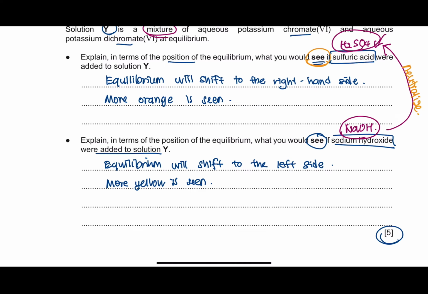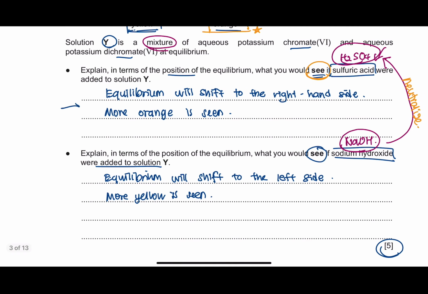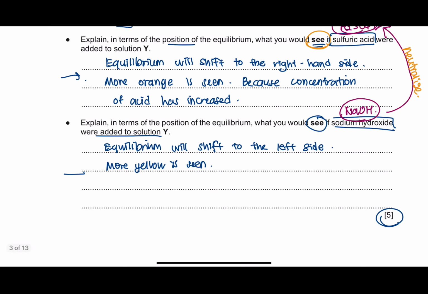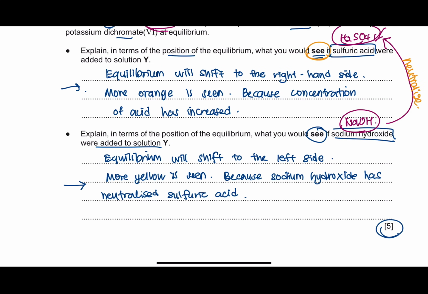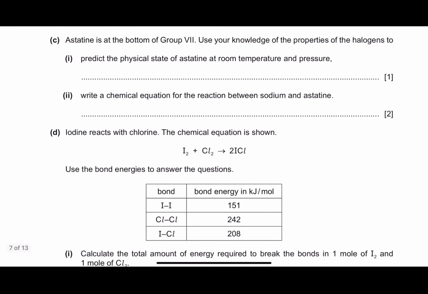However, this question is 5 marks, so please give a reason for both your statements. This one was due to the higher concentration added into your mixture. And the second part is due to the neutralization of sodium hydroxide and sulfuric acid. This is the question from May-June 2017, question 5.